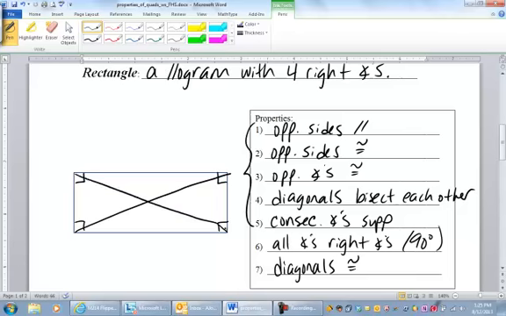There we go. Okay, so maybe you want to make a note to yourself up here since we have some extra space. Diagonals are the same length.